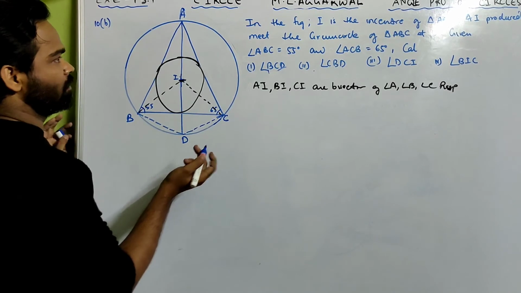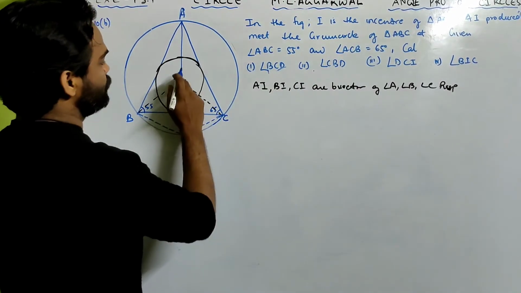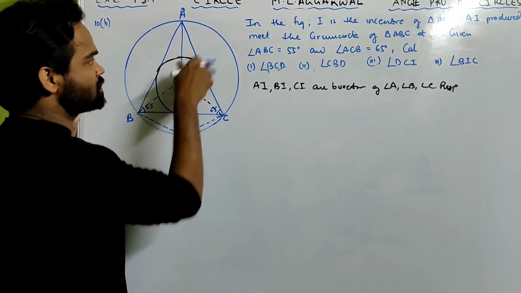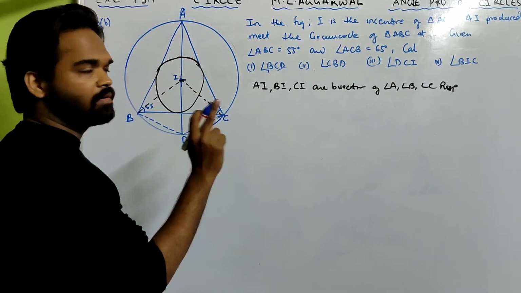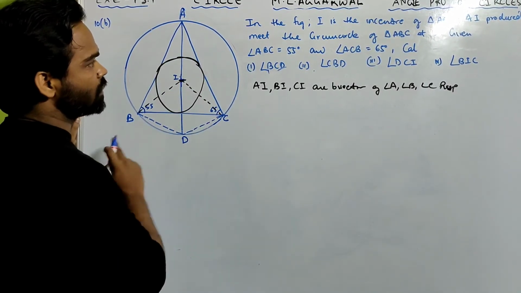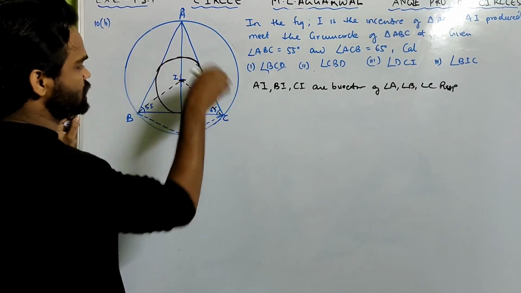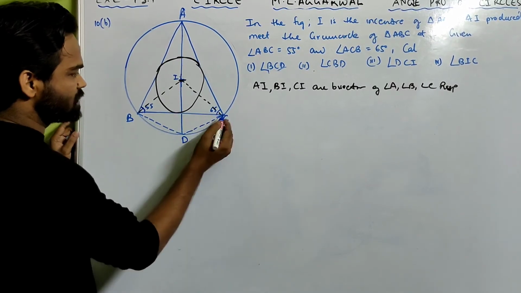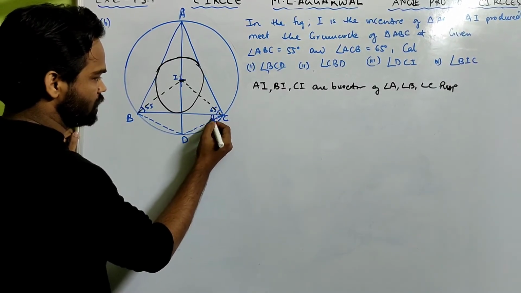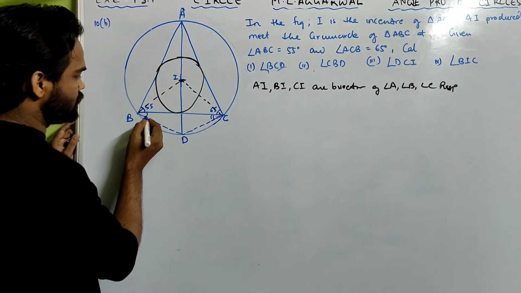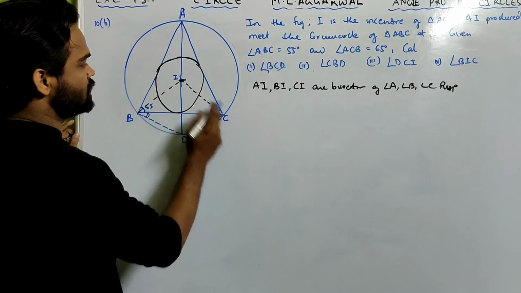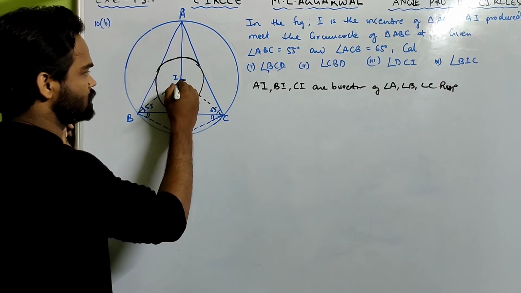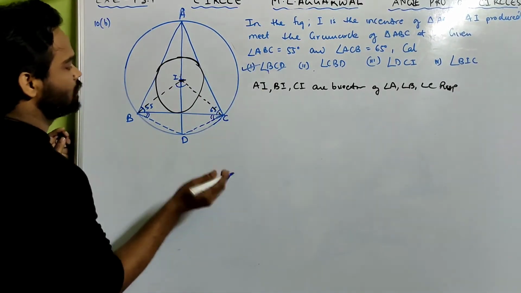Now look carefully at what they've given. AI produced meets the circumcircle. Now ABC has a circumcircle also. That's an incircle, that's a circumcircle, which means it passes through the vertices. At D, given angle ABC is 55, which means in this triangle, this angle is 55. Angle ACB is 65. Calculate BCD, CBD, DCI and BIC.